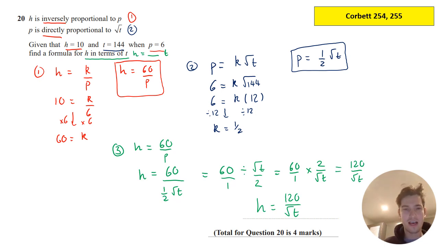So nice question there. So hopefully you got at least 2 marks. That third step was a bit tricky, but let's just highlight what I did there. Instead of P, I wrote a half root T because that was what P was equal to. Almost there, a few more questions to do.